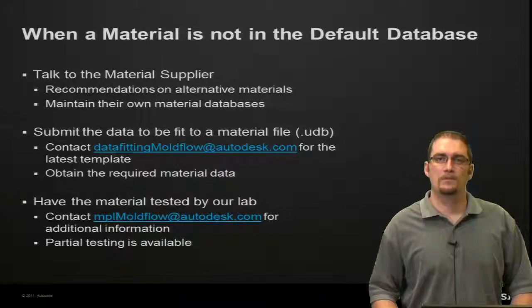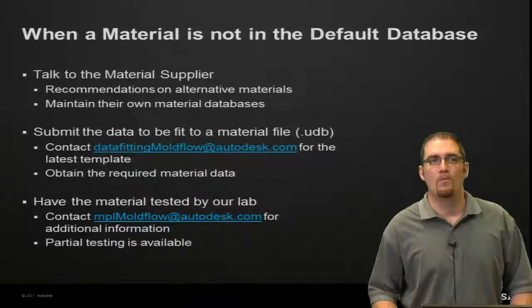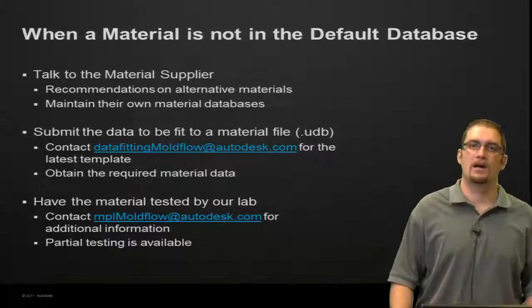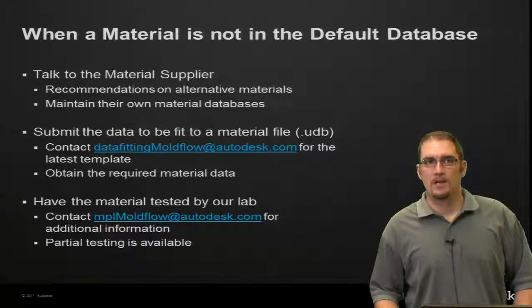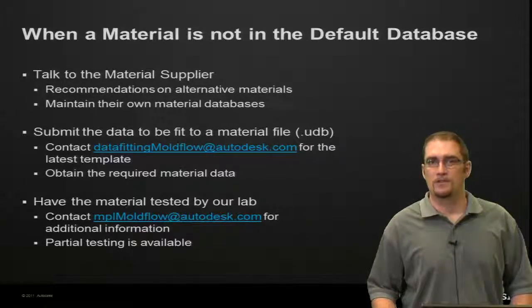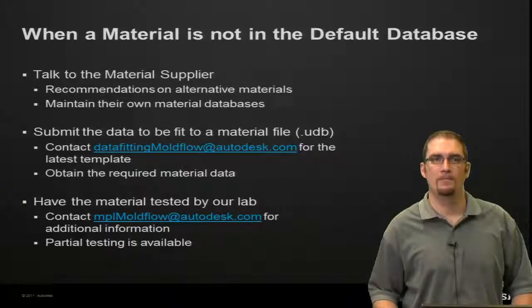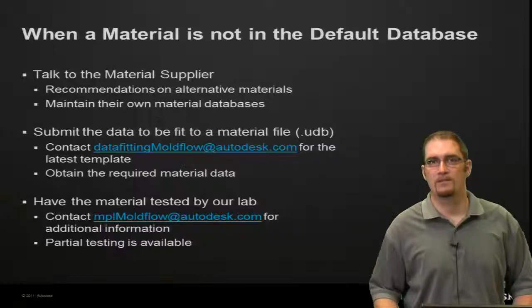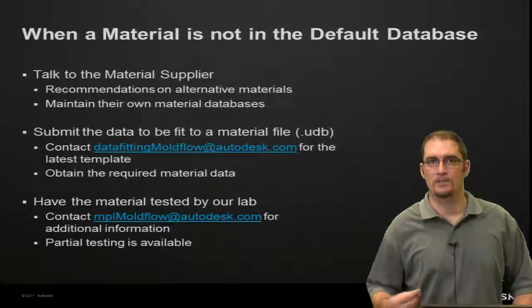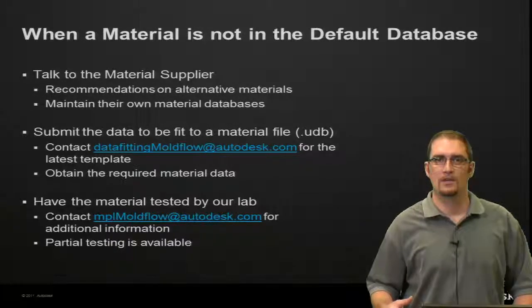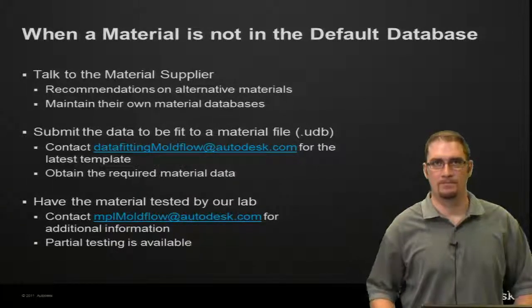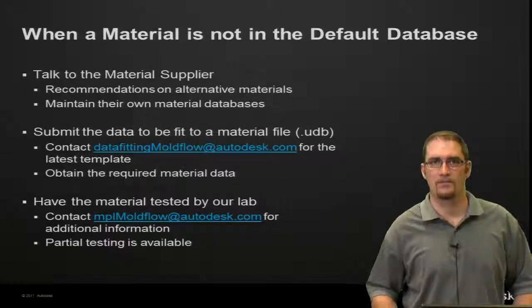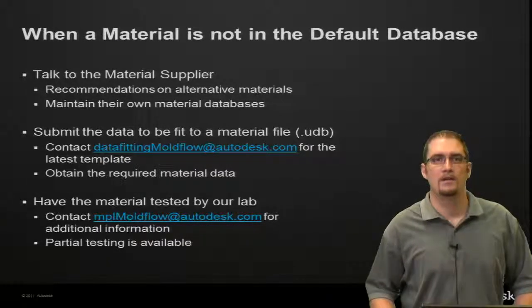So when your material is not in the database, we basically have three options. One, of course, is to talk to the material supplier. That material supplier can either recommend an alternative material to you that is available in our database, or a lot of times they maintain their own material database and have what we call UDB files, which are the files that we use to utilize the material data in our software for the solvers to use that material data.